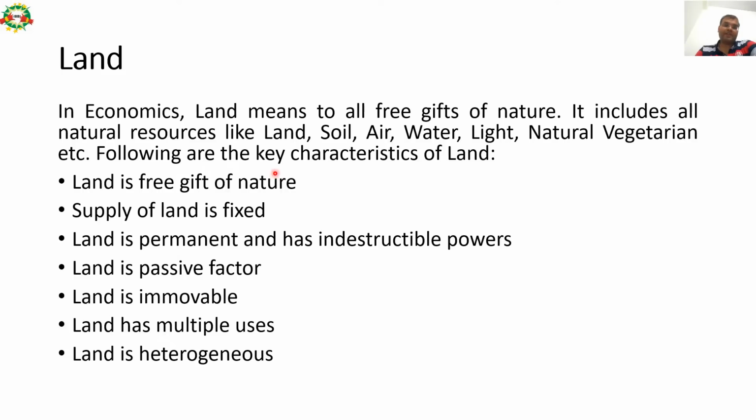So following are the key characteristics of land. Please do remember, in economics, land doesn't mean land only. It also includes soil, air, water, light, natural vegetation. And a one mark theory question sometimes comes out of this one slide only. So these are the major characteristics of land. Land is a free gift of nature. Supply of land is fixed. Land is permanent and has indestructible powers. Land is a passive factor. Land is immovable. Land has multiple uses. Land is heterogeneous.